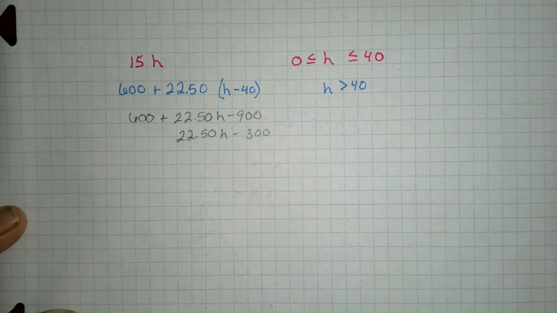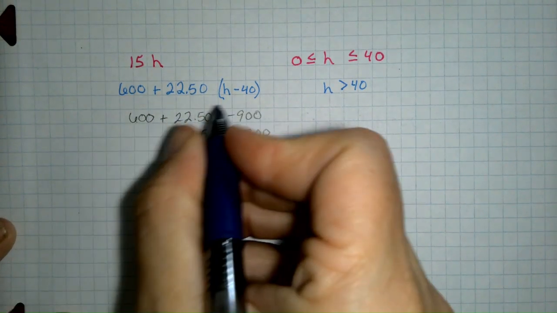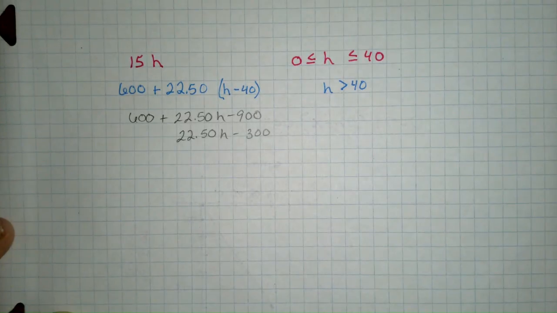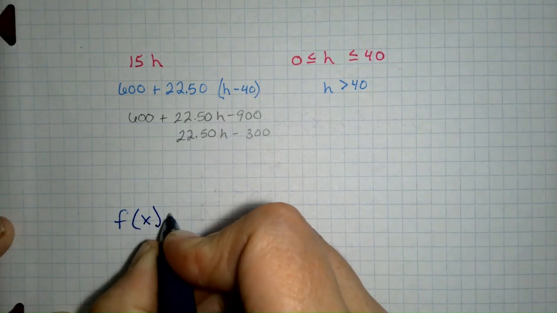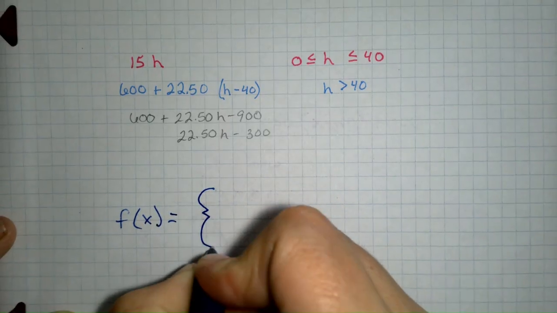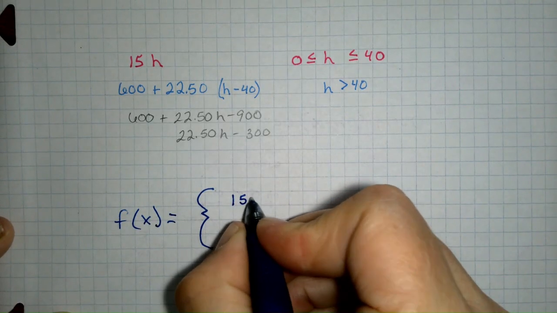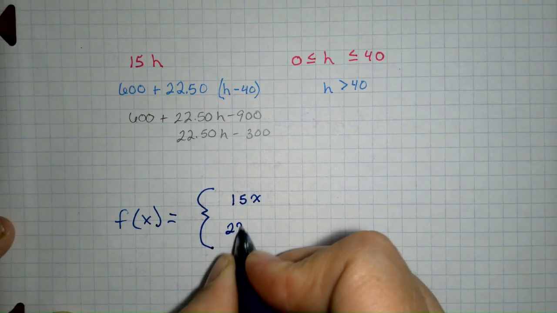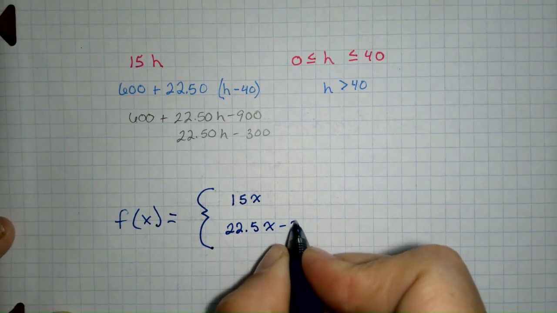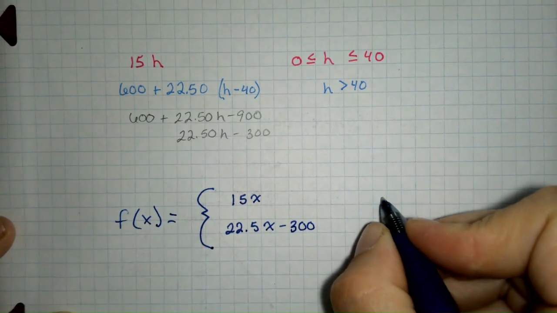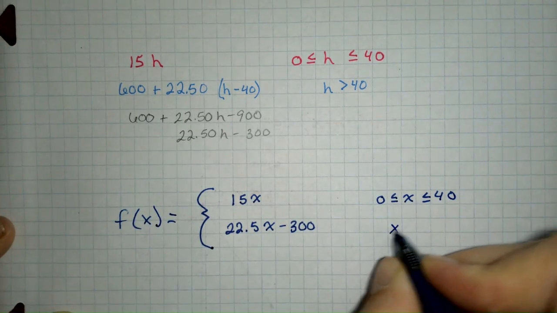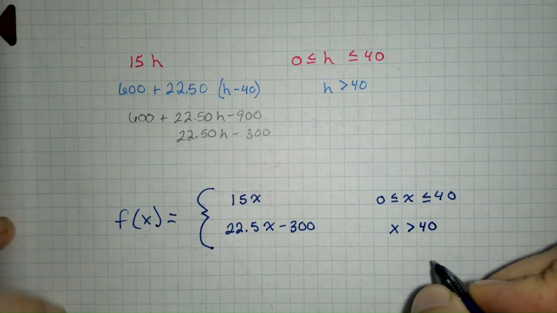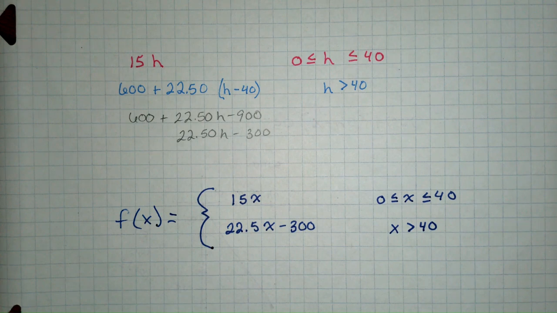So what is that going to look like in our algebra classroom? Well, instead of using H and having something logical with the variable and giving you a real life example, you're going to see this. I'm going to use the same example. I'm just going to write it in the proper format for algebra. So we'll have 15x, and we'll have 22.5x minus 300. 0 is less than or equal to x is less than or equal to 40. x is greater than 40. So it's the same information. It's just written slightly differently, utilizing x instead of an h.